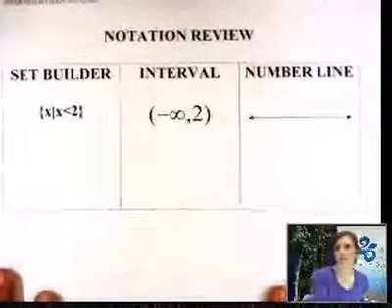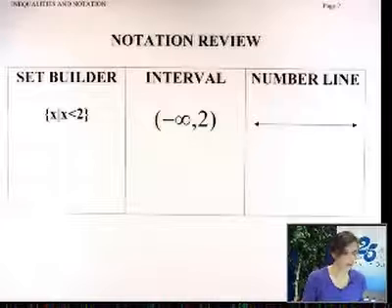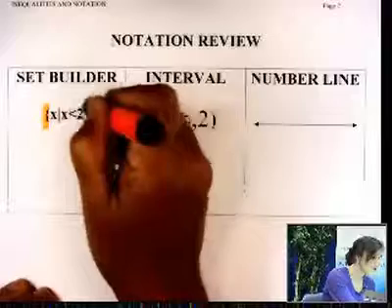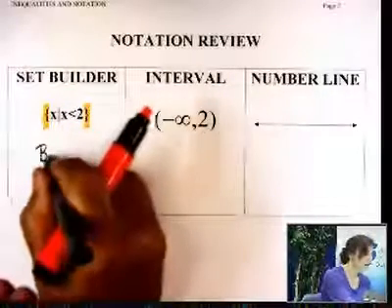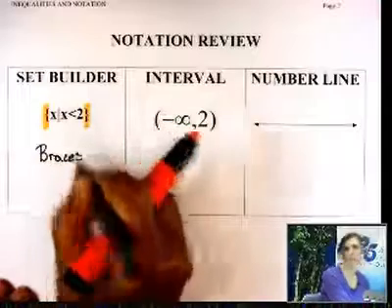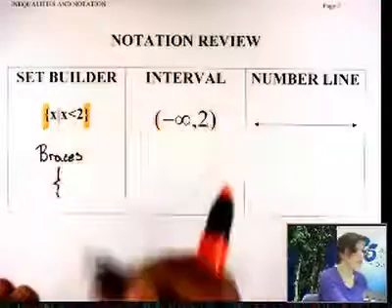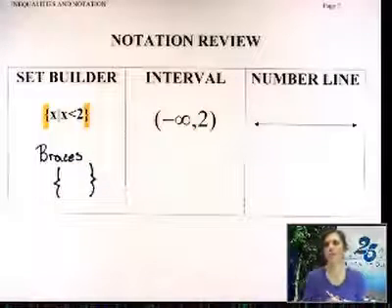Let's go over notations. There are three types of notations I want to go over. The first one is called set builder notation. You're going to use braces for that one, and those are called braces. I do them with a little half circle, a nose, and a half circle. I saw a lot of versions of that.